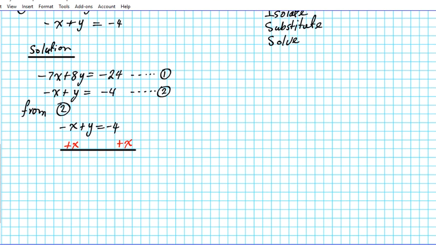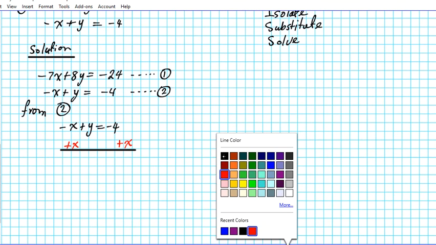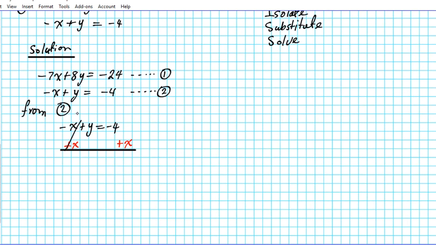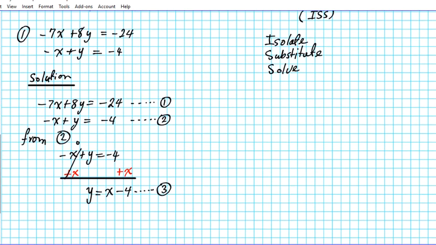Okay, so let's go ahead and write down what the answer is. This adds up to 0. Y is equal to x minus 4. And we can call this equation 3. Ladies and gentlemen, we have executed the I step in ISS. We have isolated a variable. Okay, now this variable came from equation 2, so where do we substitute it in as indicated in the second step for solving systems?